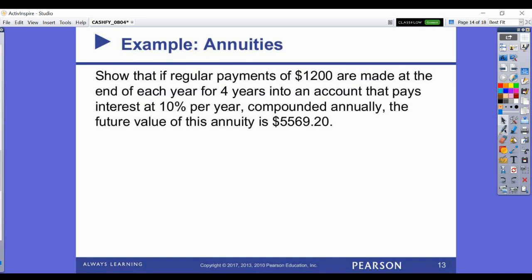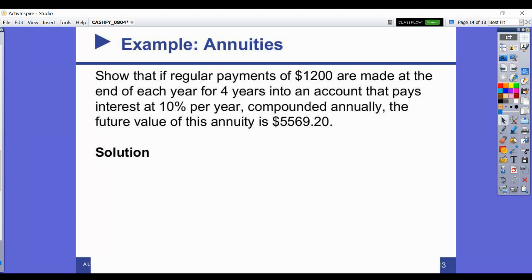All right, here's an example using money again. So we have regular payments of $1,200 made at the end of each year for 4 years into an account that pays 10% interest compounded annually. The future value of this annuity is $55,650. So you would take that $1,200 times 1 minus the rate. Because it's interest of 10%, your rate is 1.1, because you have to have 100 plus the 10%. You're doing it for 4 years.